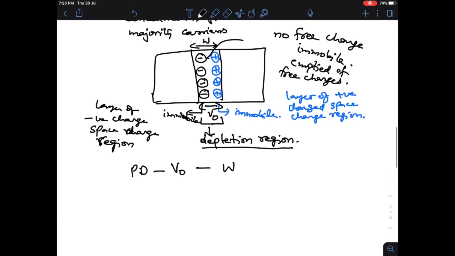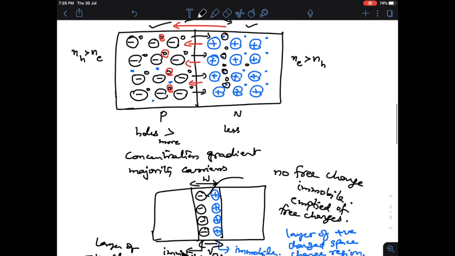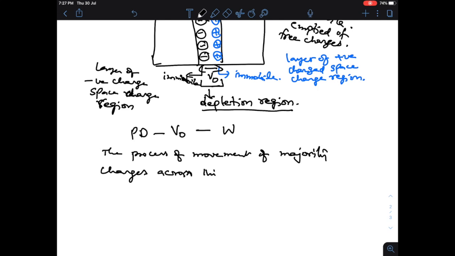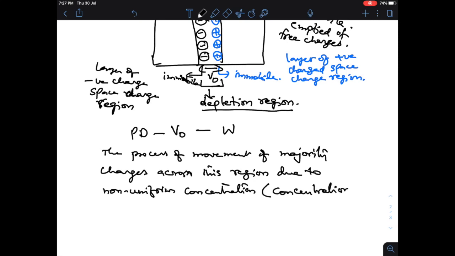Now, the process of movement of these majority charges across this region due to non-uniform concentration, that means there is a change in concentration level, a concentration gradient, is called diffusion. So this process is called diffusion.